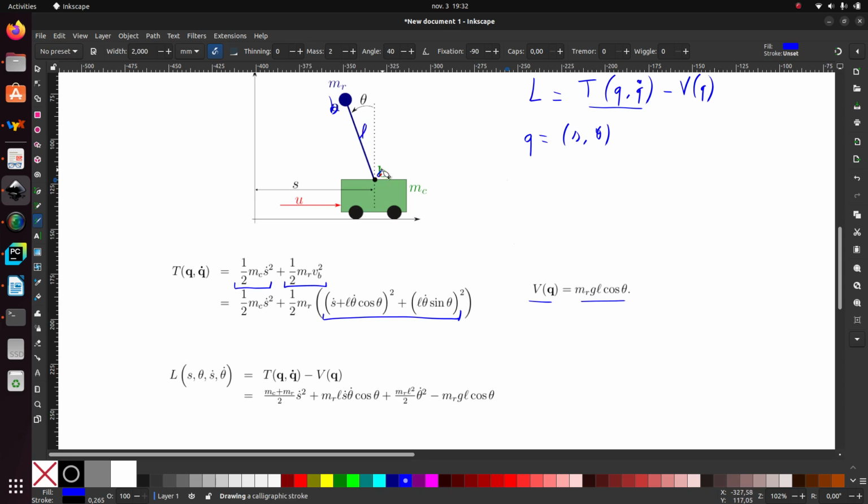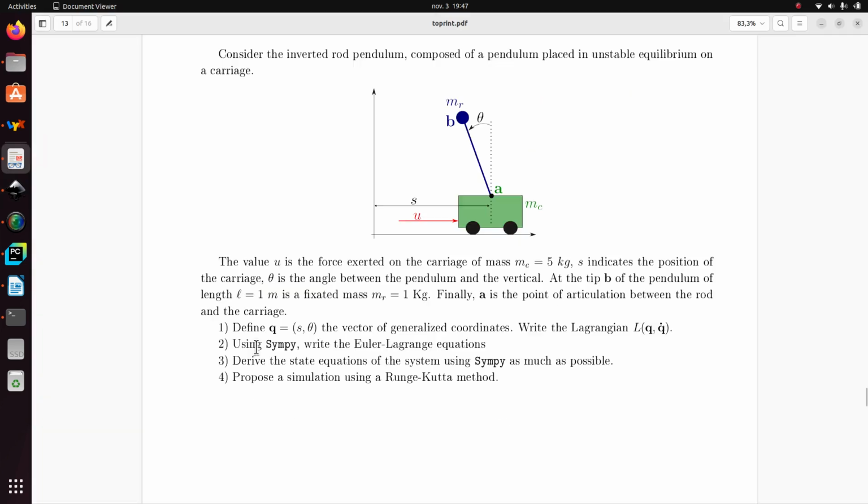So here it's A. So the Lagrangian, which is the difference between the kinetic energy and the potential energy, is given here, where here it's q, here it is q dot. So it corresponds to this expression. Number 2, using SymPy, write the Euler Lagrange equation.